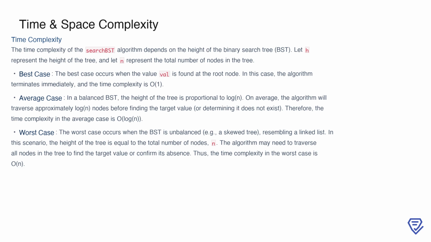However, in the worst-case scenario, the tree is unbalanced, resembling a linked list. Here, the height of the tree equals the total number of nodes, n, and the algorithm may need to visit every node before reaching a conclusion. Thus, the worst-case time complexity is O(n).